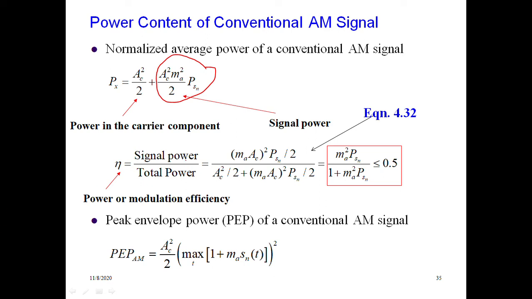So now we also have the power or modulation efficiency, which we can calculate by measuring the signal power divided by the total power. And then this is the formula also for the peak envelope power.